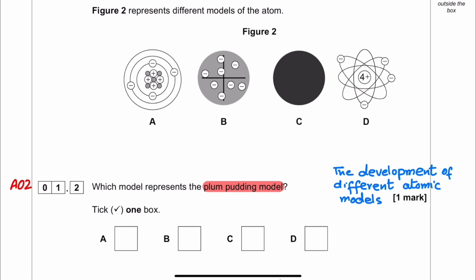the negative charge particles, meaning electrons, are embedded at different places in that sphere. If you look at figure A, it is not a positive charge sphere. If you look at figure D, it is not a positive charge sphere. C is a black sphere with no information. If you look at B, this is a positive sphere and negative charge electrons are present at different places. So the correct answer is B.